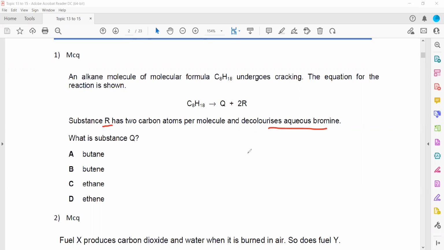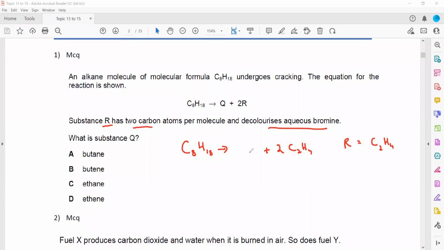So what does it mean? It means the substance R is an alkene, because alkene can decolorize the bromine. And it contains two carbons. So what will be the formula for R? If R contains two carbons, because it's an alkene, the number of hydrogen will be twice. So it will be C2H4. So if we have the equation, we have C8H18 there, and we have two R, which is C2H4.